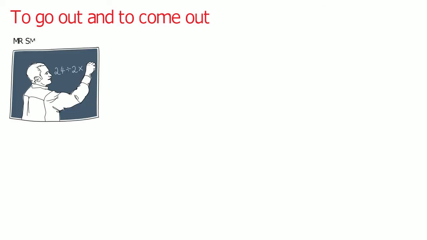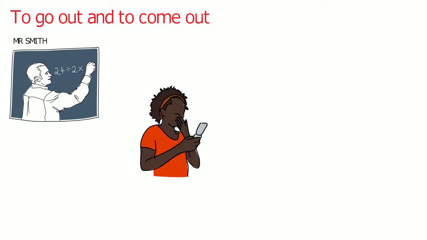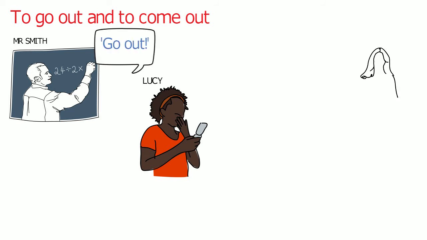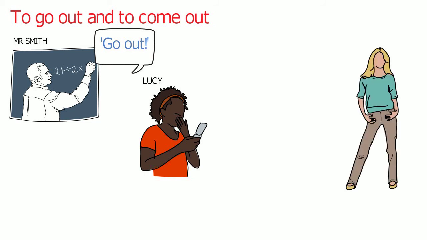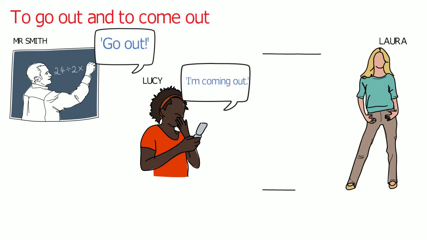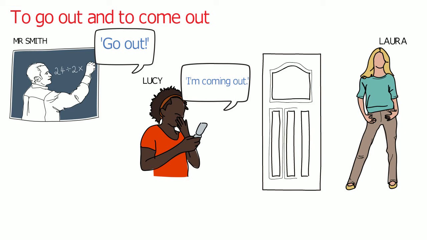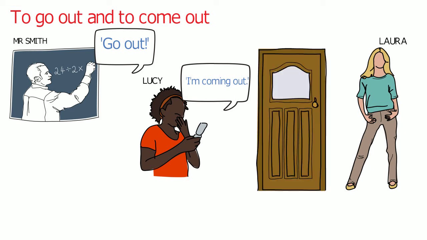Now let's look at to go out and to come out. Mr. Smith is still teaching his lesson. A difficult student, Lucy, starts talking on her mobile phone. This is against the school rules, and so Mr. Smith says to Lucy, "Go out." Lucy sends a message to Laura on the outside of the classroom to say, "I am coming out." Mr. Smith says, "Go out," and Lucy says, "Come out." So what's going on?